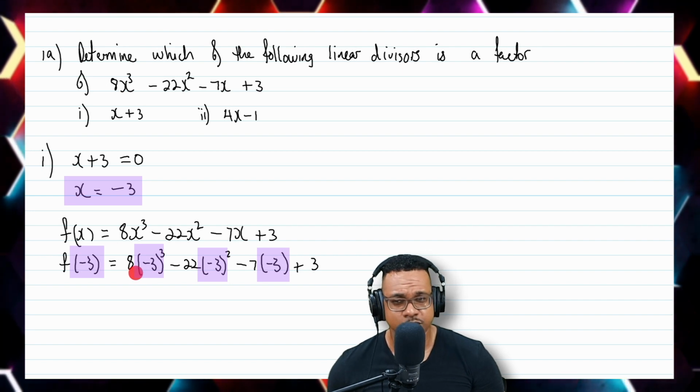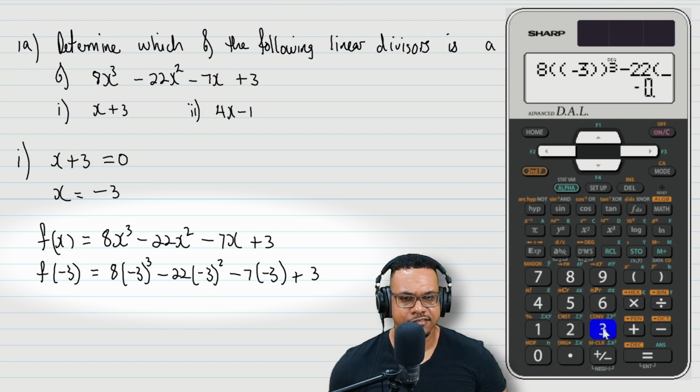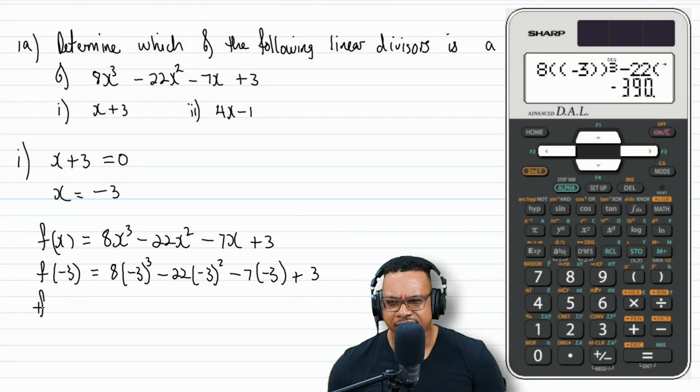Now what I could do is take my calculator and work this entire thing out. So now that I have my calculator up, I'll put the information in exactly how I see it here. I put 8, open brackets, negative 3, close brackets. I could press my x cube button here, or I could use the y to the x button and put 3. I use the x cube button, so cube it. Take away 22, open brackets, negative 3, close brackets, and I press the x squared button to square it. Then take away 7, open brackets, negative 3, close brackets, plus 3. Press equal and we get negative 390. So I'm going to write f of negative 3 is equal to negative 390.